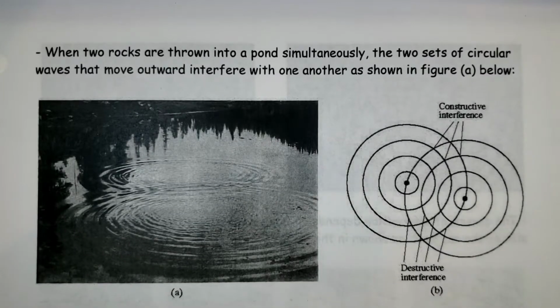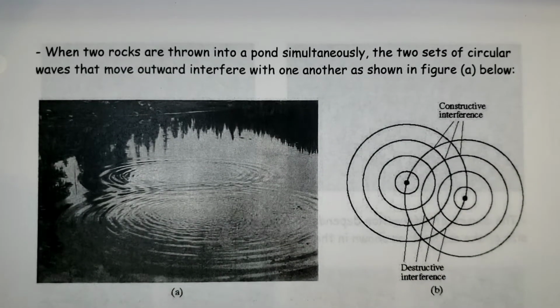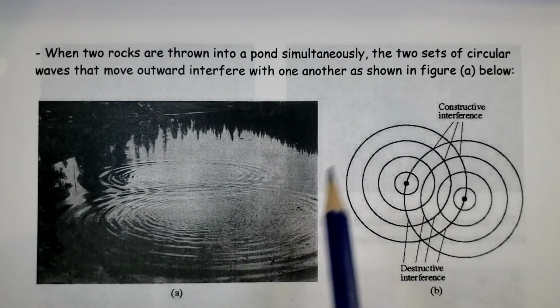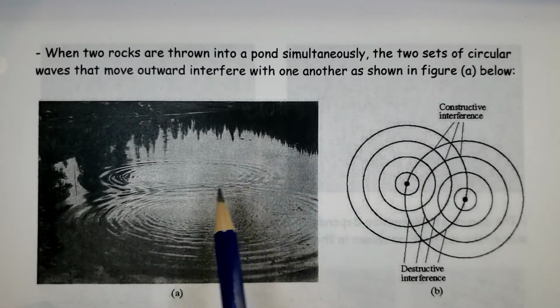This is part 2 of the 1.3 video. So we looked at constructive and destructive interference with one-dimensional waves, is what we refer to them as. Now we'll look at two-dimensional waves, i.e. ones that occur in water. Two rocks are thrown in a pond simultaneously. Two sets of circular waves that move outward interfere with each other as shown in the diagram.